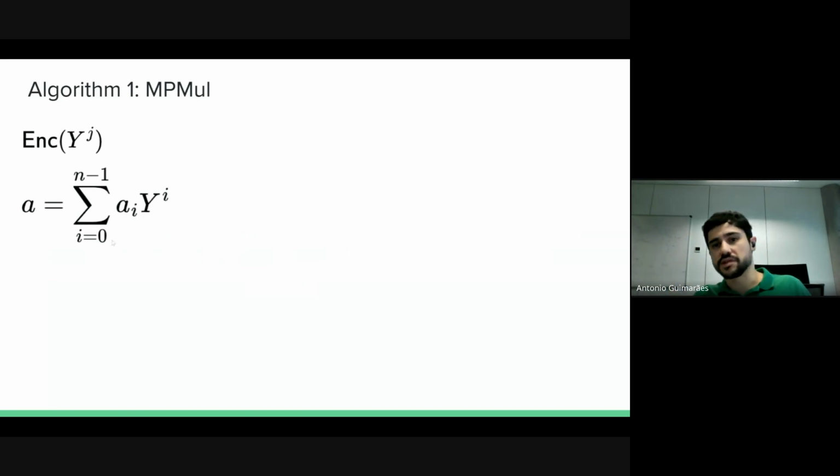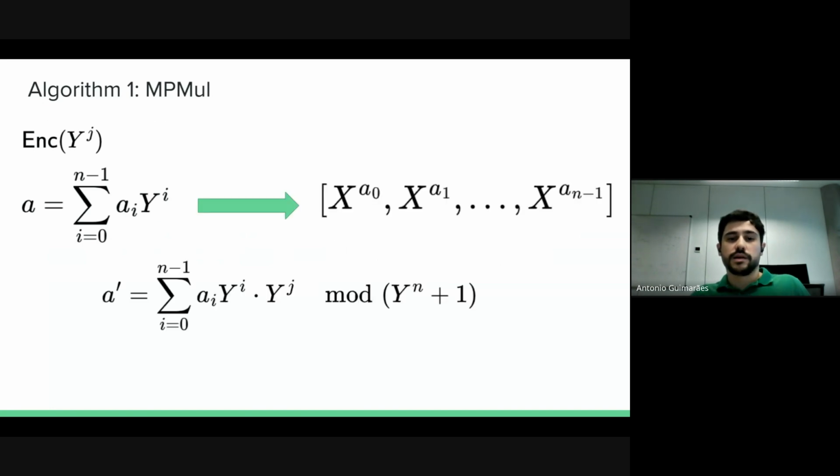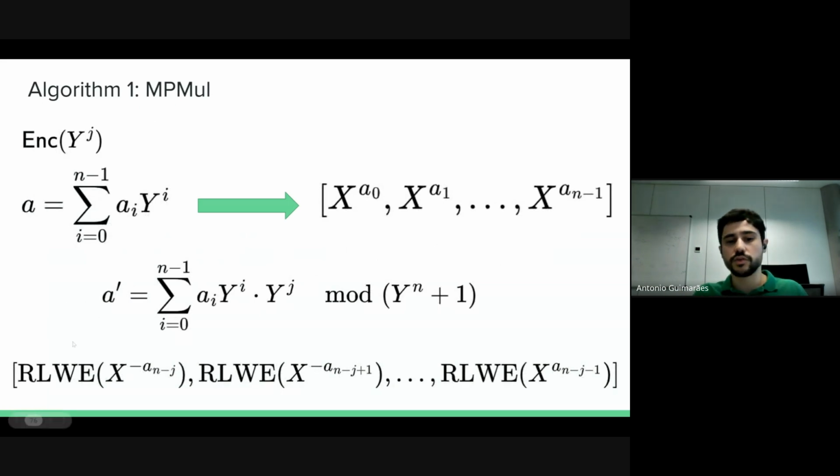Let's suppose that at first it's not encrypted. This polynomial is represented as a list of coefficients in the exponent, same as we had with MS-18. And now we want to compute this new polynomial A prime. So in the list representation, it would be something like this. So what we are doing is rotating this polynomial AI, YI, by j positions, and it's a negacyclic rotation because it's with these modulus. So at the end, we would have this list.